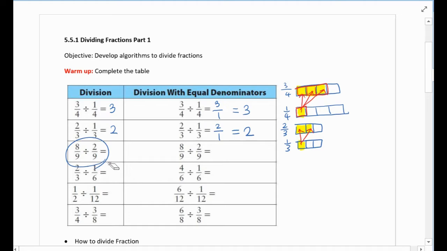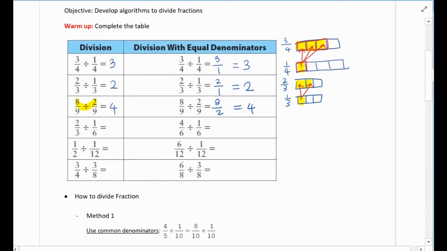Next one, same denominator again. Let's just do it quickly without drawing a model. 8 over 2. What's 8 divided by 2? So the answer is 8 over 2, 4. So 8 divided by 2 is 4. Alright? Next one.